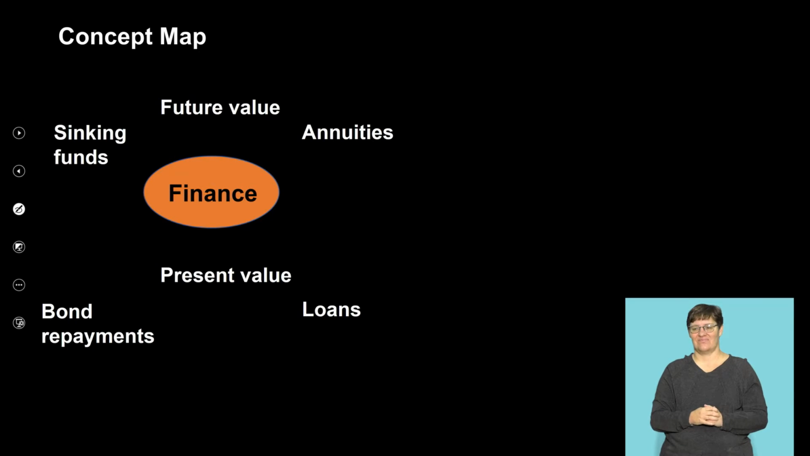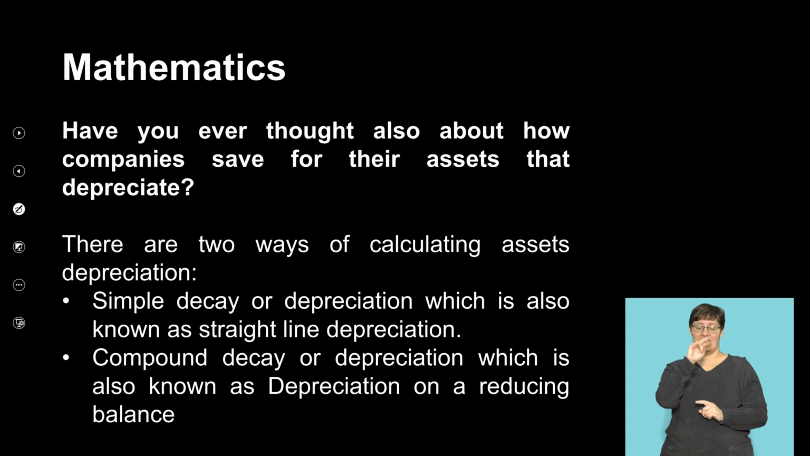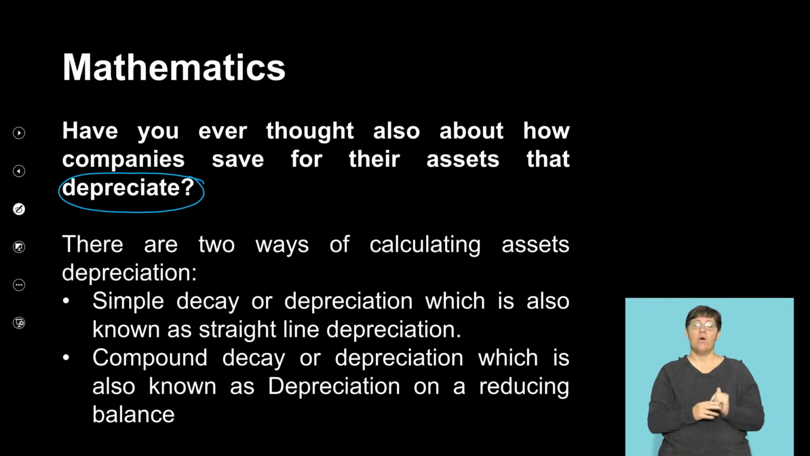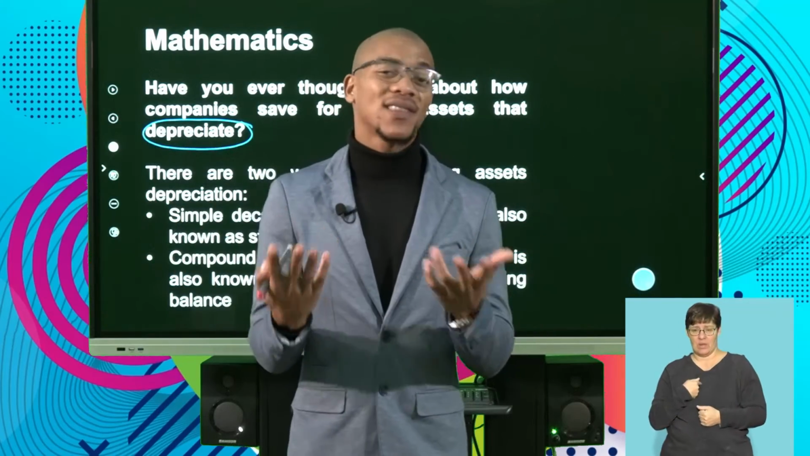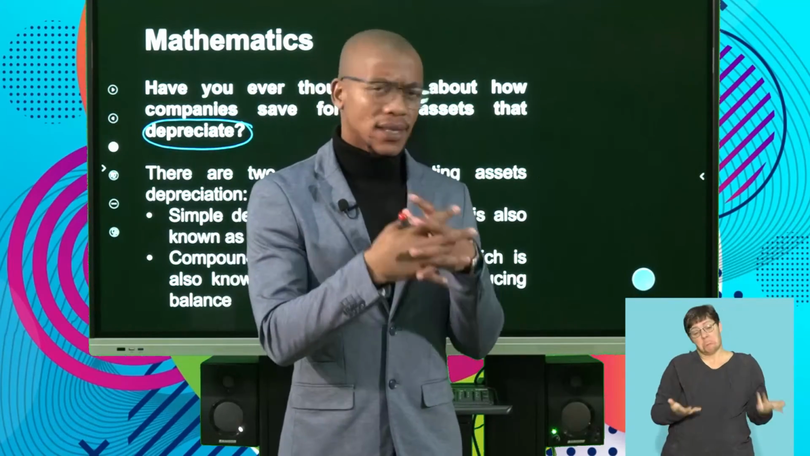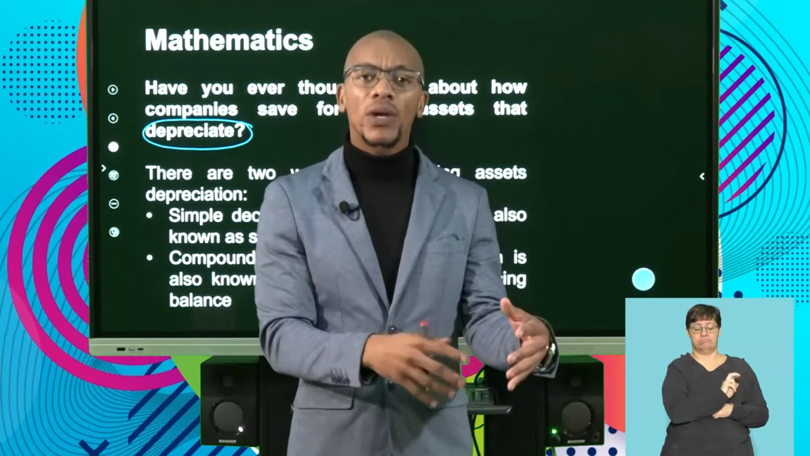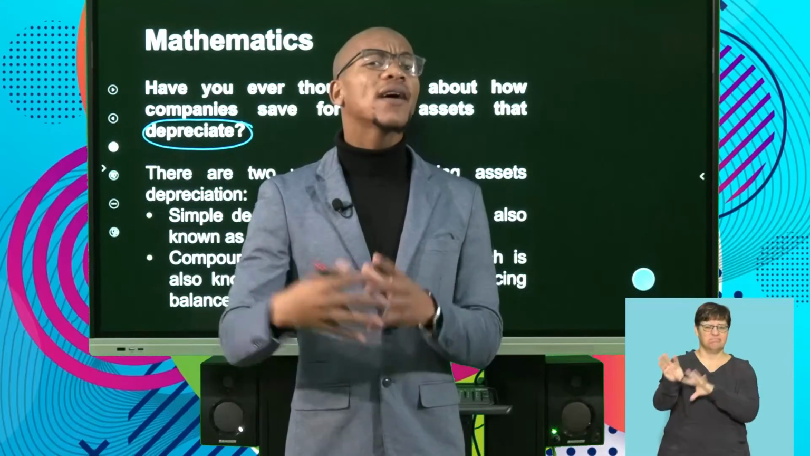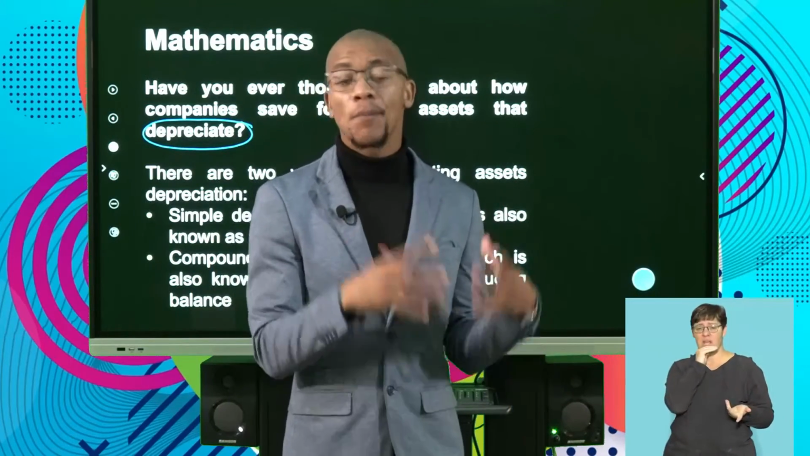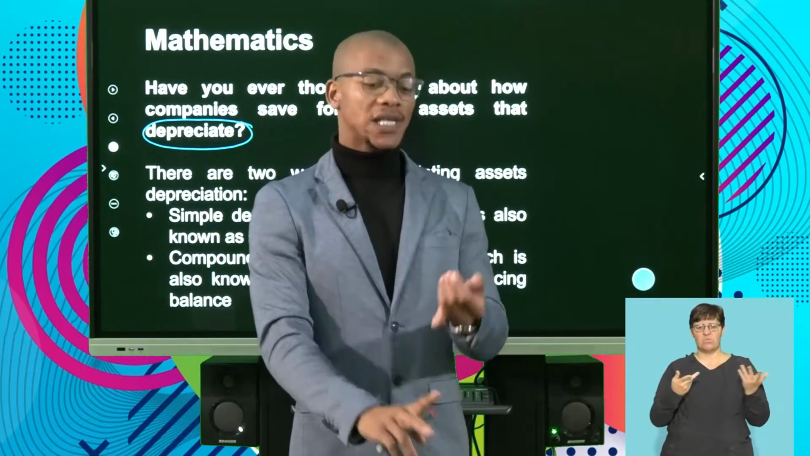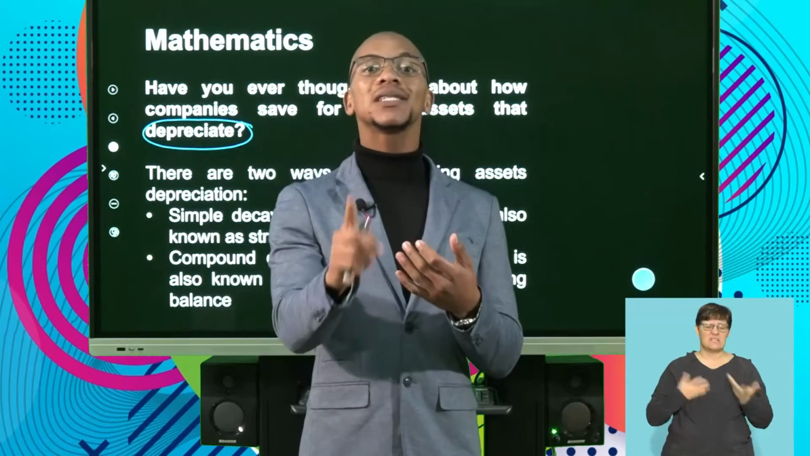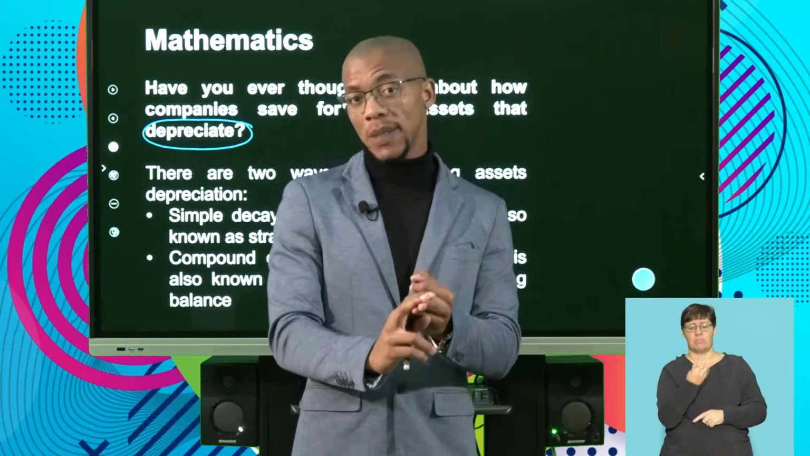So remember that we are now looking at sinking funds. And with this sinking fund, I want you to think about how companies save for their assets that depreciate. Because as a company, if I buy this truck or this car now that needs to transport the employees and the goods of the company, in 5 years' time this car will be a liability, meaning it will have lost value and will need fixing every now and then. So in 5 years, we will need to replace this particular car.